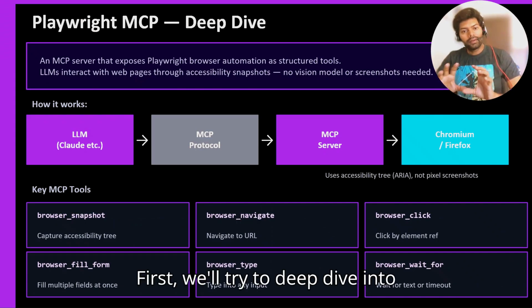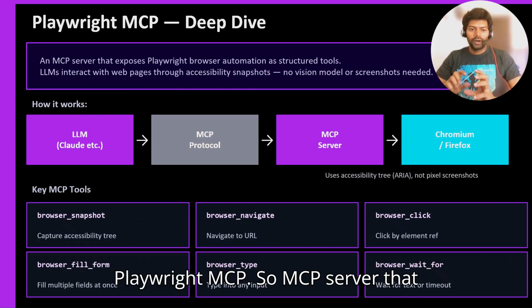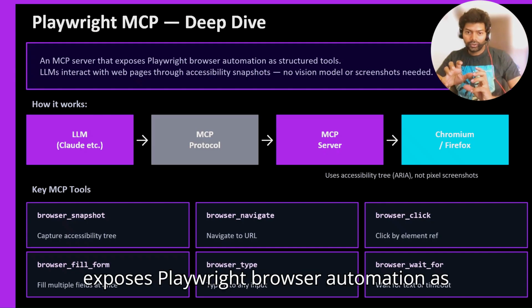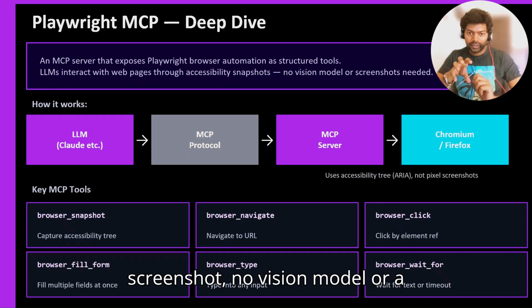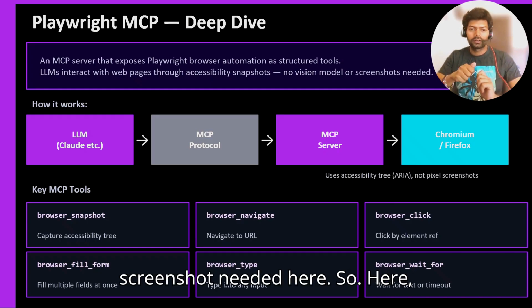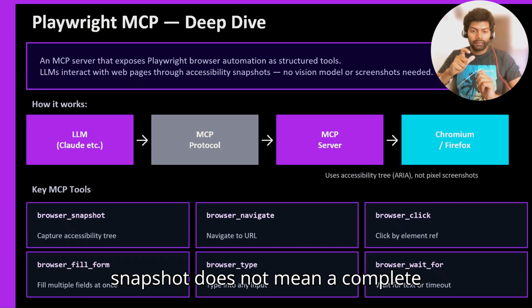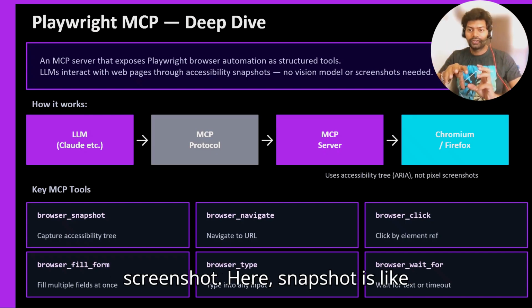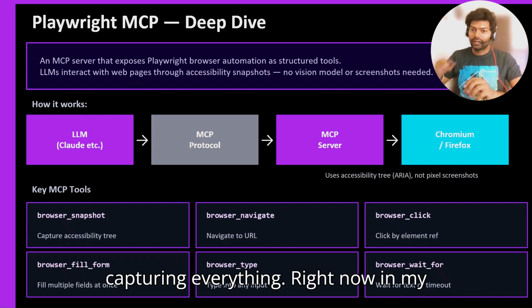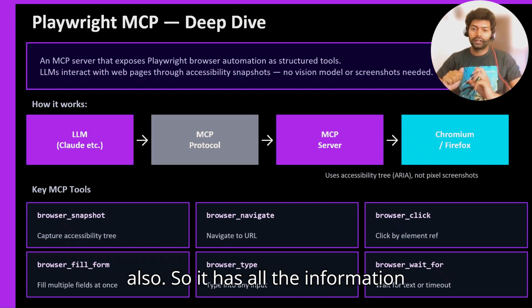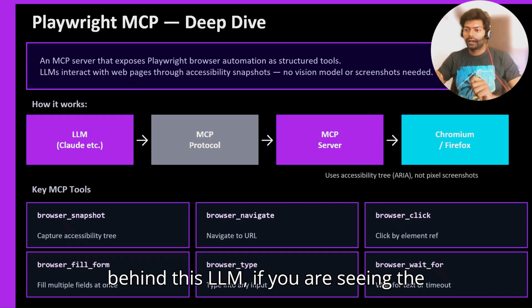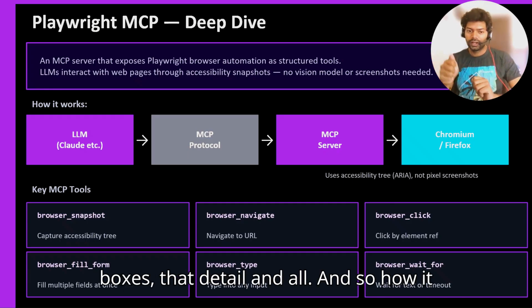First, we will try to deep dive into Playwright MCP. So it is an MCP server that exposes Playwright browser automation as structured tools. So here LLMs interact with web pages through accessibility snapshots, no vision model or screenshot needed here. So here snapshot does not mean a complete screenshot. Here snapshot is like capturing everything. Like right now in my video, if you are seeing this, it is capturing the metadata of this data also. So it has all the information behind this for the LLM. If you are seeing the boxes, that detail and all.